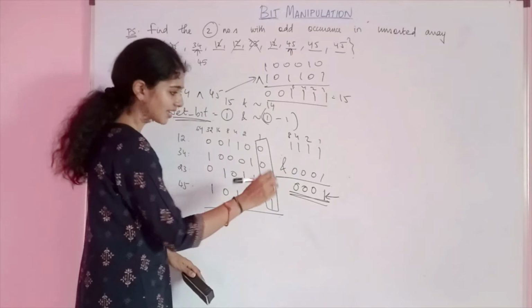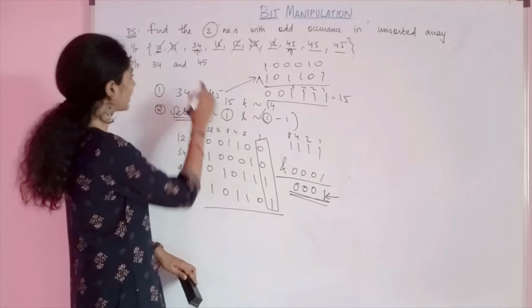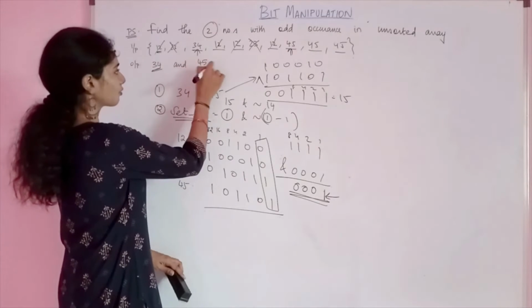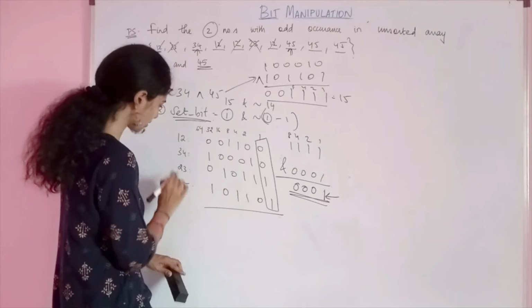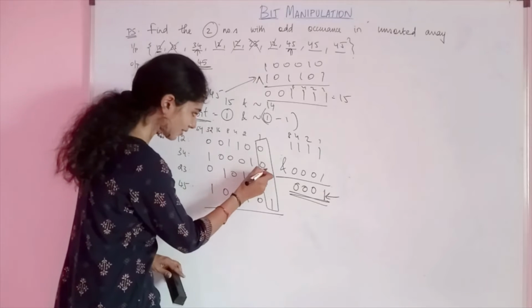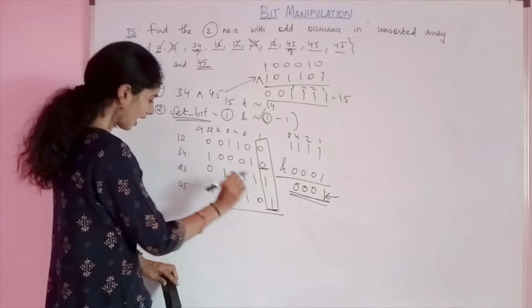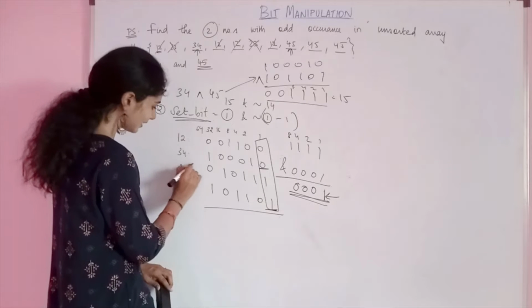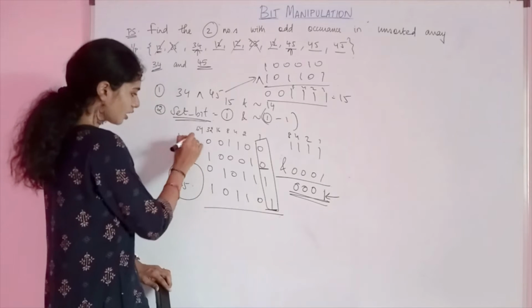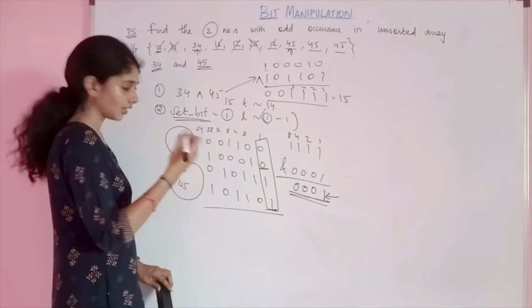The set bit will basically help us classify 34 into one class and 45 into another class. Just look at this, okay? 34 is going to have a set bit of 0. 45 is going to have a set bit of 1. So 23 and 45 will come in one class. 12 and 34 will come in another class.